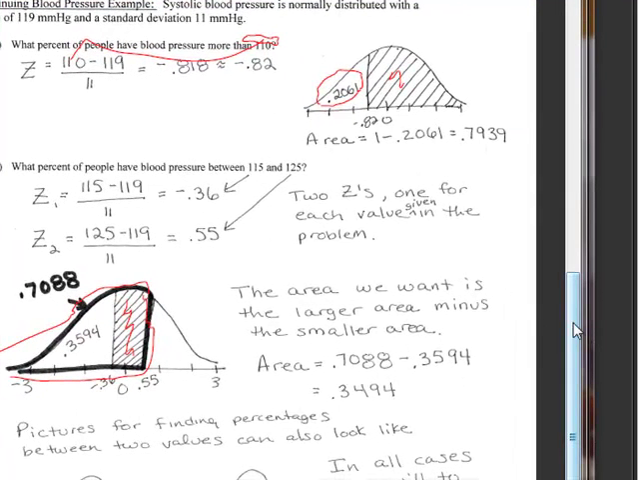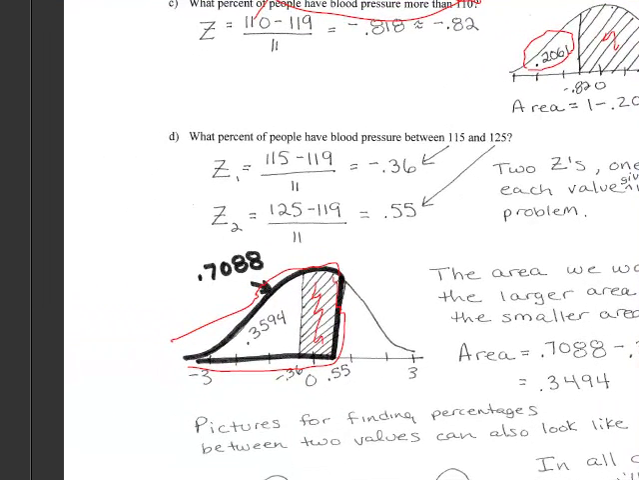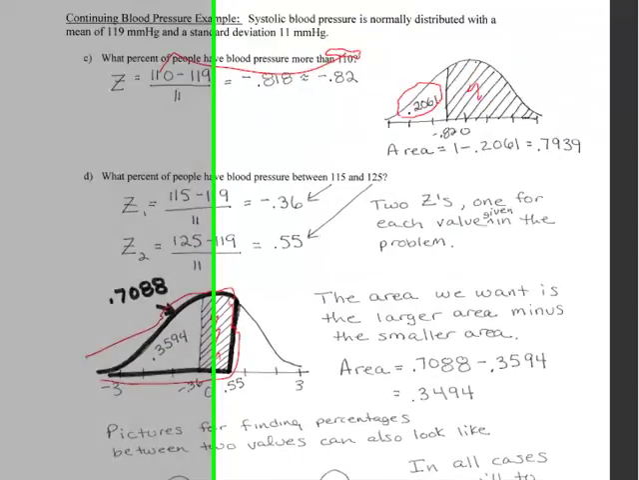In this example we had one negative z and one positive z. You could also have two negative z's and your picture would look similar to this. Or you could have two positive z's and your picture would look similar to this. In all those cases, you're always going to subtract the smaller area from the larger area. Keep in mind that area has to be positive. So if you get a negative area, that means you probably subtracted the wrong way.